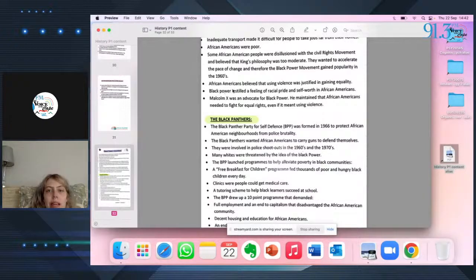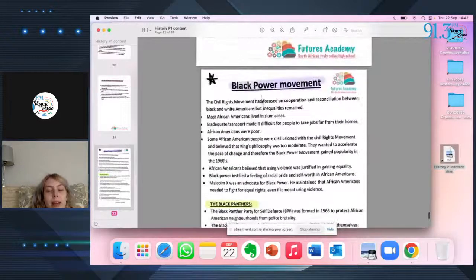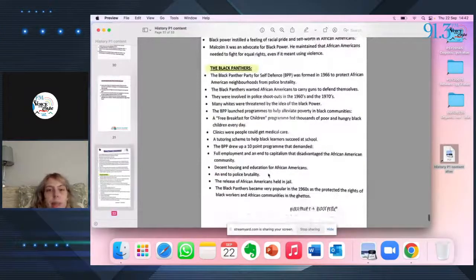African Americans believed that using violence was justified in gaining equality, and Black Power instilled a feeling of racial pride and self worth in African Americans. Malcolm X was an advocate for Black Power. He maintained that African Americans needed to fight for equal rights, even if it meant having to use violence. Okay, so the big names: Malcolm X, Stokely Carmichael, and obviously Martin Luther King Jr. for the Civil Rights Movement.